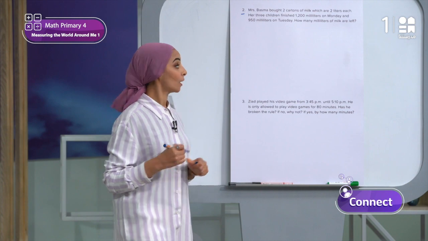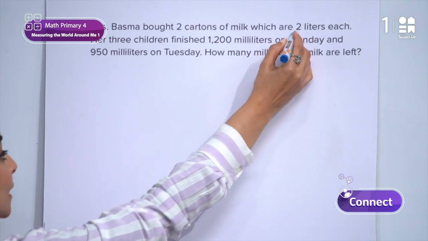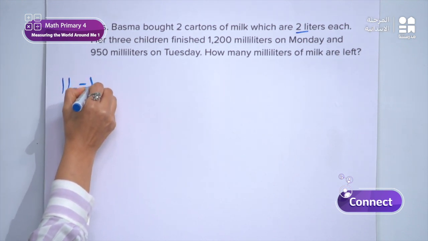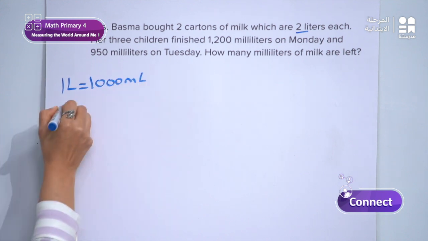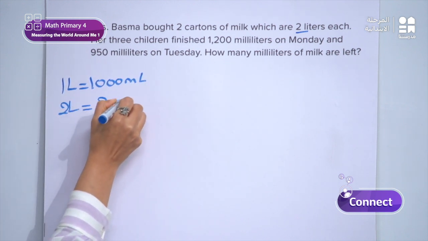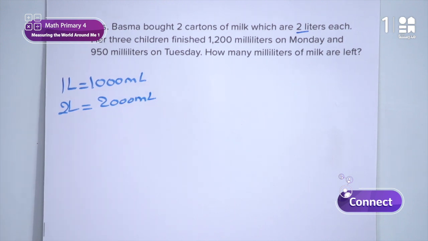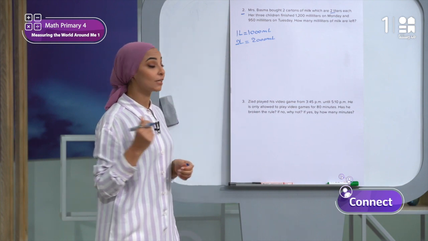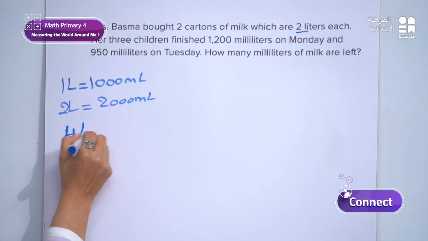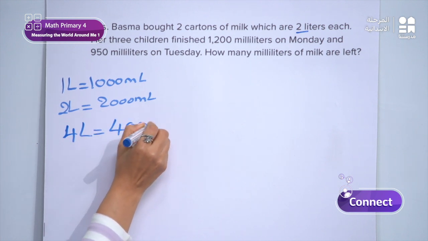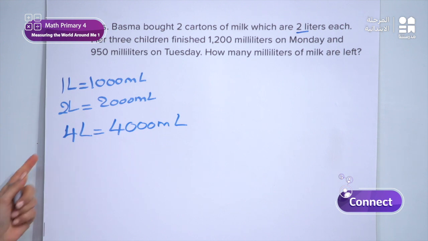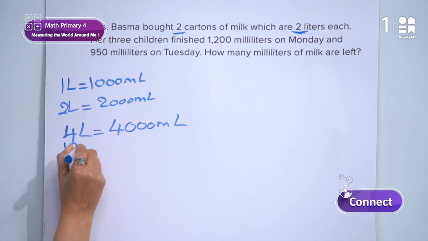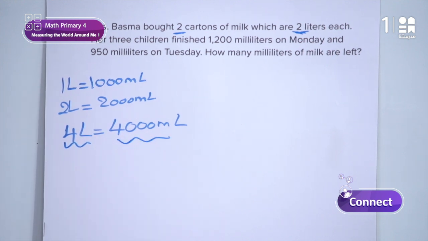طيب أول حاجة عايزة أقولها لكم. ال 2 liters دول equals how many milliliters؟ Yes, أنا عارفة إن ال 1 liter equals 1000 milliliter. يبقى 2 liters equals what? 2000 milliliters. Right? This is the first thing. طيب ال 2 cartoons are 4 liters. يبقى 4 liters هي نفسها 4000 milliliters. Right? لأن هما 2 cartoons each one عندها 2 liters يبقى أنا عندي 4 liters which is 4000 milliliters.